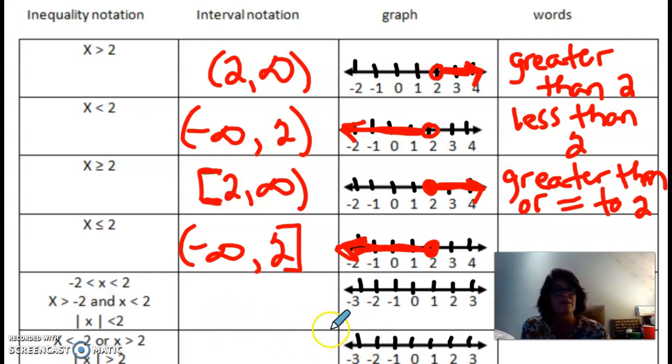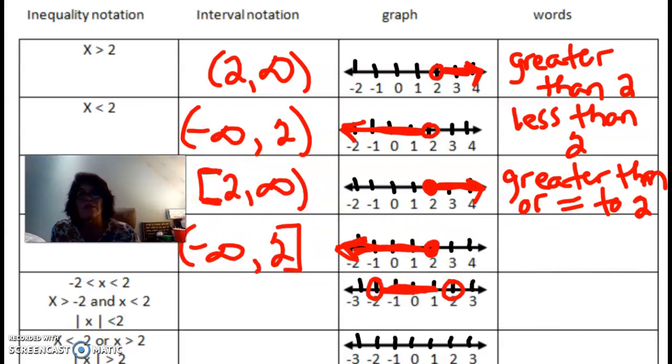They're so smart. Okay, this is x is between negative 2 and 2. Open circle at negative 2, open circle at 2, and it's everything in between. Okay? So in other words, another way to say this is x is greater than negative 2, and at the same time, x is less than positive 2. It's in between negative 2 and positive 2.